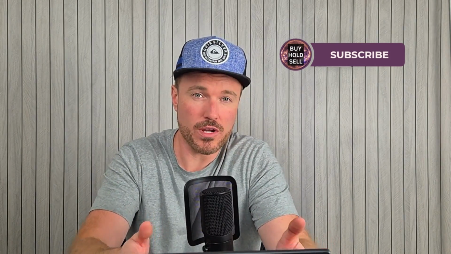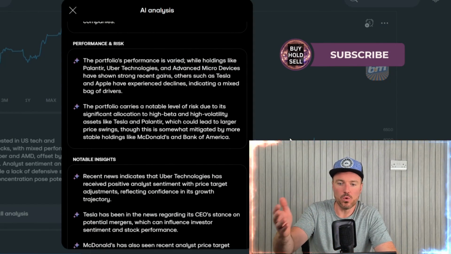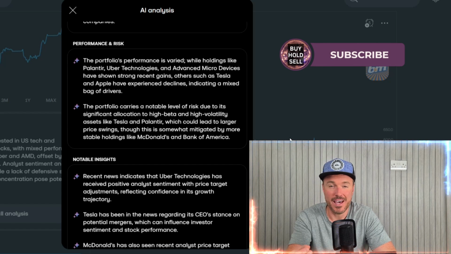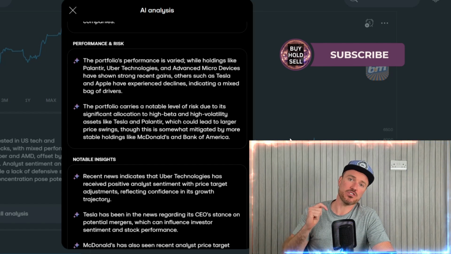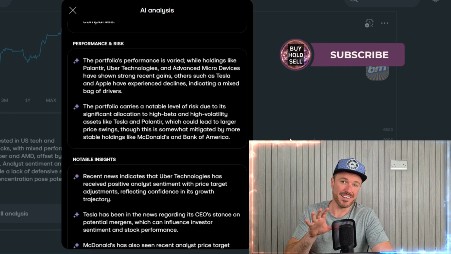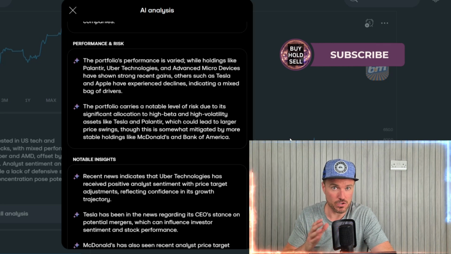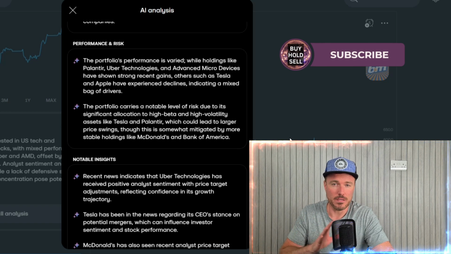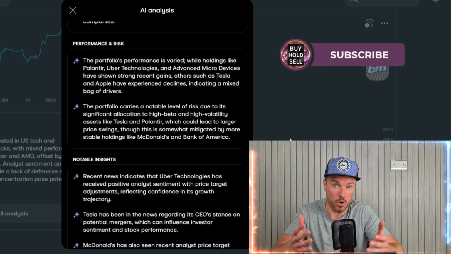This is where it gets a bit more interesting. It's talking about the performance and the risk. The portfolio performance is varied, while holdings like Palantir, Uber, and AMD have shown strong recent gains. And I'm down on Uber at the moment, which is interesting. Now it's baking in the previous trend, so it's not necessarily looking at how my portfolio is doing, and that's the first thing I'm looking at. This is meant to be an AI analysis of my portfolio. I am down on Uber, so I'm not too sure why it's saying it's done well when it hasn't. So this must be baking in just the general stock analysis as a whole, how it's always performed.